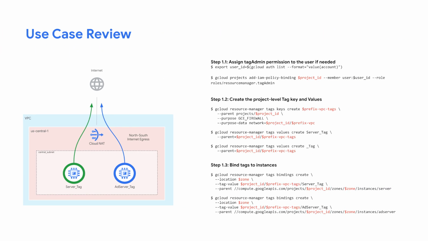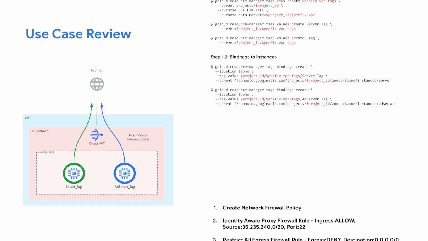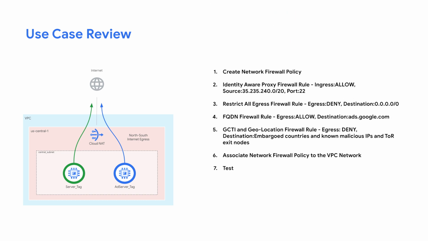Before we jump into the demo, let's review what has already been deployed in the environment. A VPC is deployed with a single subnet in the US Central 1 region. Two private instances and a Cloud NAT are hosted in the region. One instance has the tag server tag, and the other has the tag add server tag to be used for firewall policy rule association.